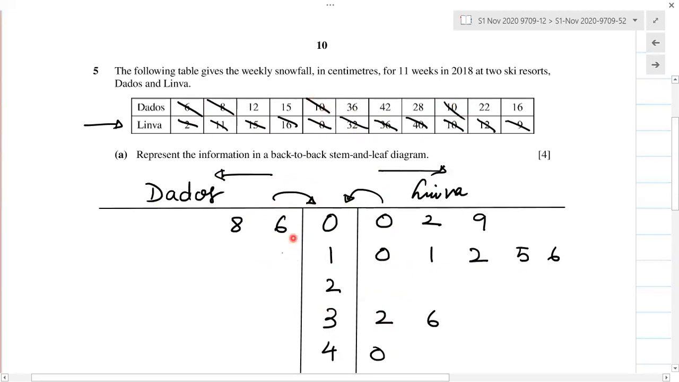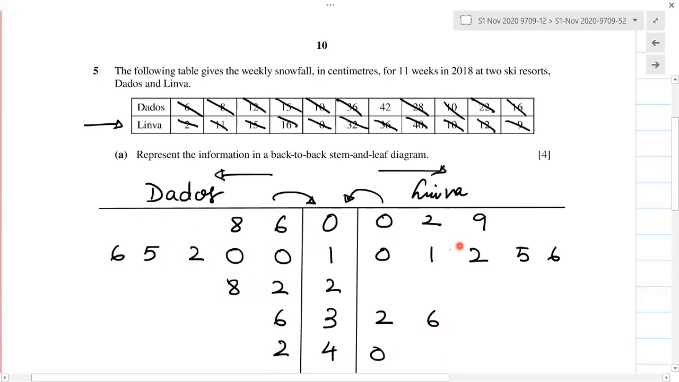10, 10, so there are two tens, so that's 0 and 0. Then we have 12, 15, and 16. And then in 20s, we have two values, 22 and 28, so that's 2 and 8. In 30s, we have one value. In 40s, we have one value. So that's 36 and that's 42.